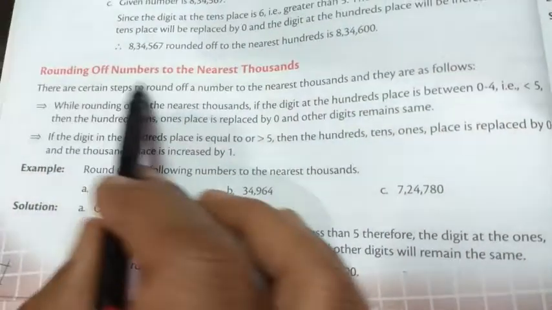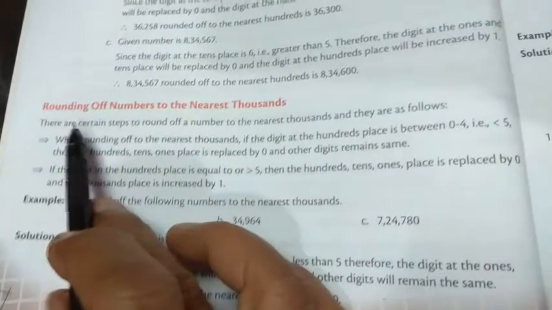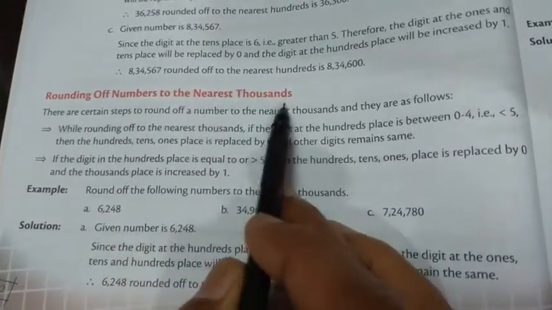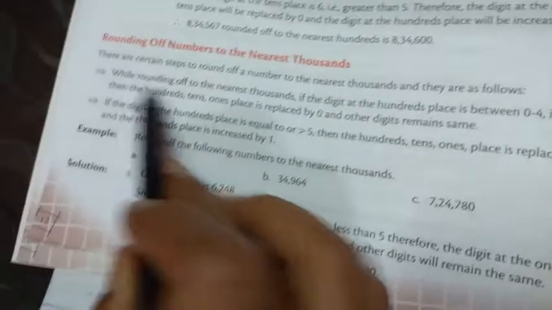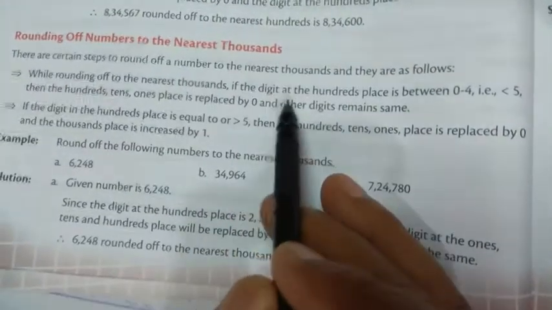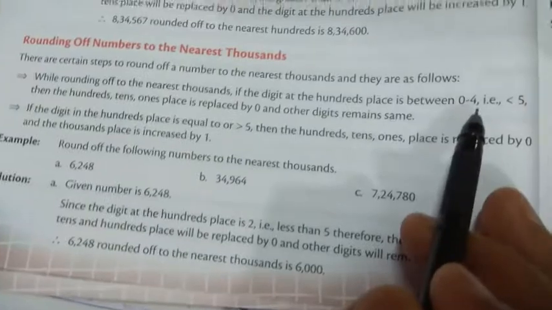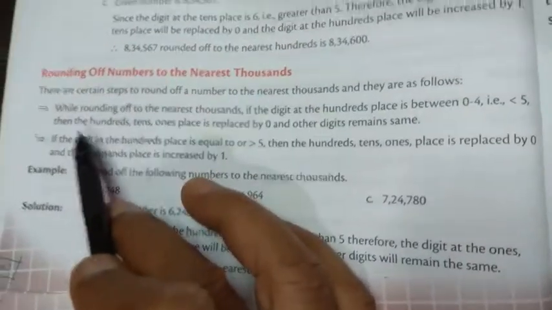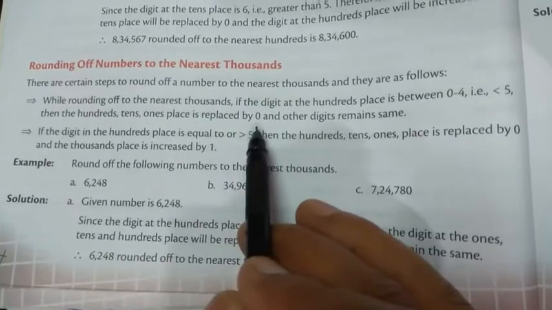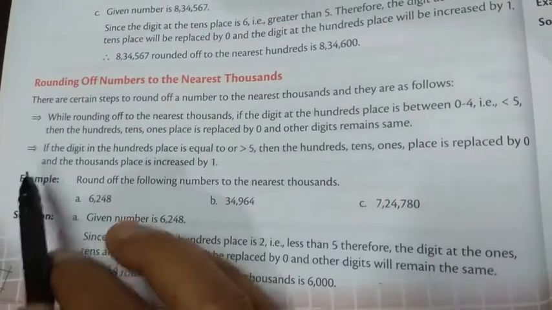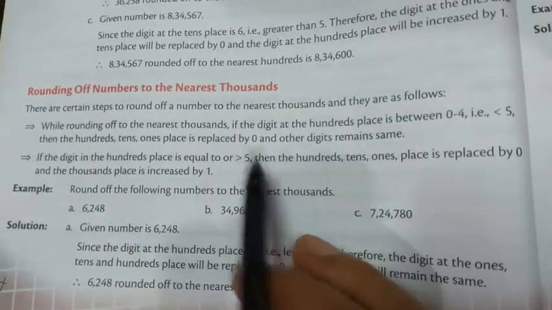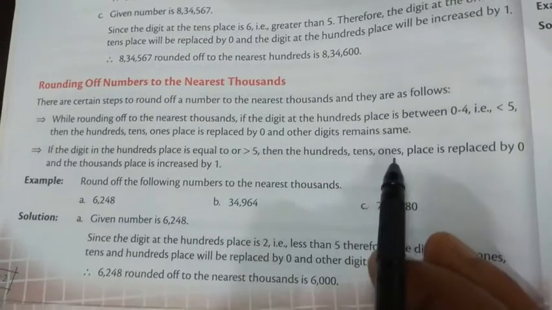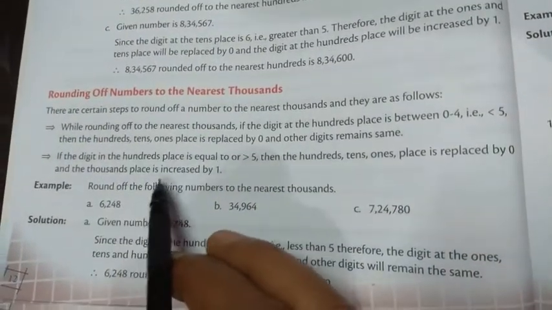Now, rounding off numbers to the nearest thousands. There are certain steps to round off a number to the nearest thousands, and they are as follows. Number one, while rounding off to the nearest thousand, if the digit at the hundreds place is between 0 to 4, that is less than 5, then the hundreds, tens, ones place is replaced by 0 and other digits remain the same. Next, if the digit in the hundred place is equal to or greater than 5, then the hundreds, tens, ones place is replaced by 0 and the thousand place is increased by 1.